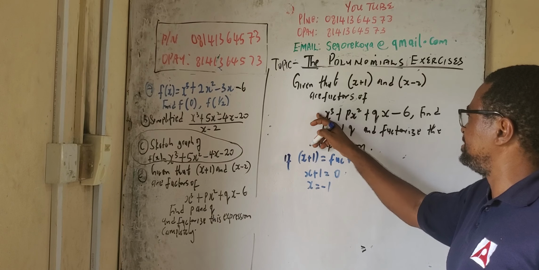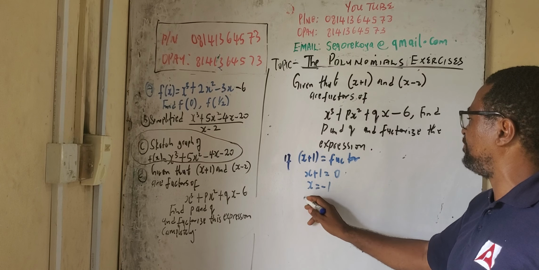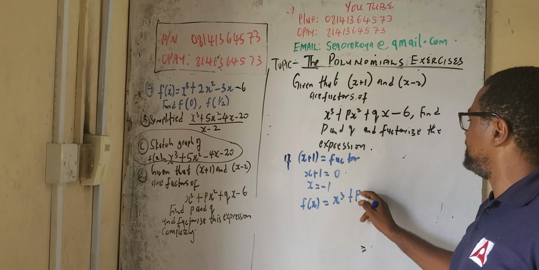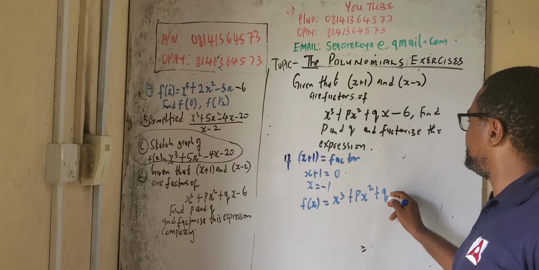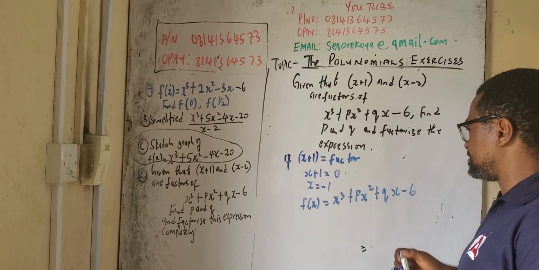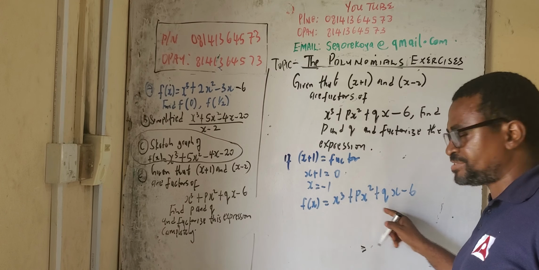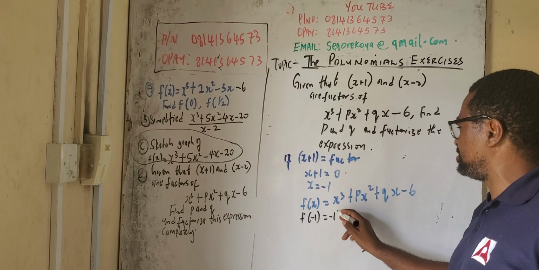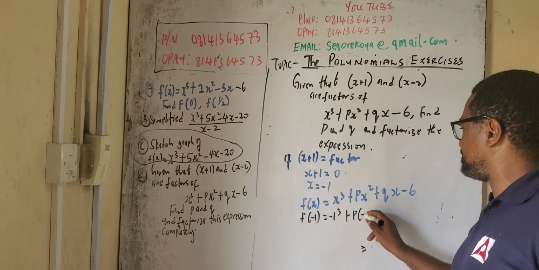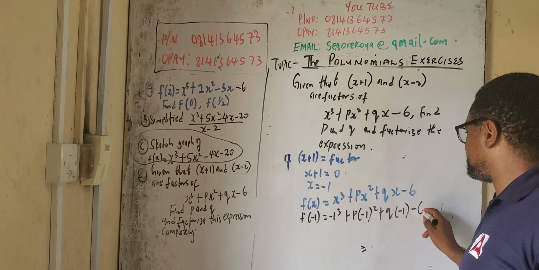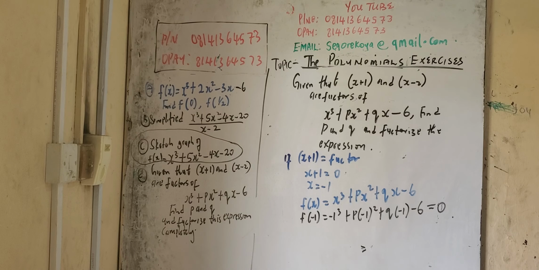Let me write this function as f of x is equal to x cubed plus p x squared plus qx minus 6. So when my x is minus 1, I put minus 1 anywhere I see x. So I have f of minus 1 is equal to minus 1 raised to power 3 plus p times minus 1 squared plus q times minus 1 then minus 6. Everything must be equal to 0.